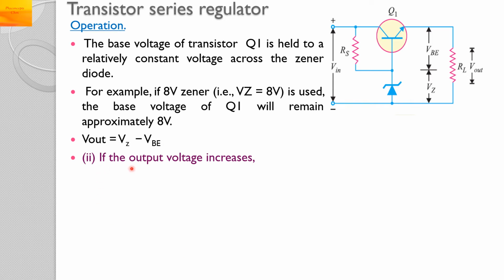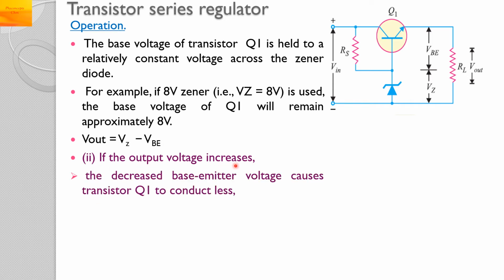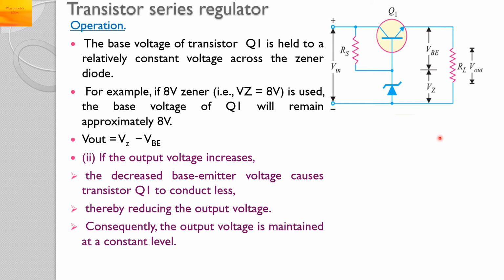Now the second case, that suppose the output voltage increases. If the output voltage increases, then we can say that this is because the base emitter voltage has decreased. When the base emitter voltage has decreased, the transistor Q1 will not conduct much, it will conduct less, and that will reduce the output voltage. Consequently, the output voltage which has increased will now be maintained at a constant level.